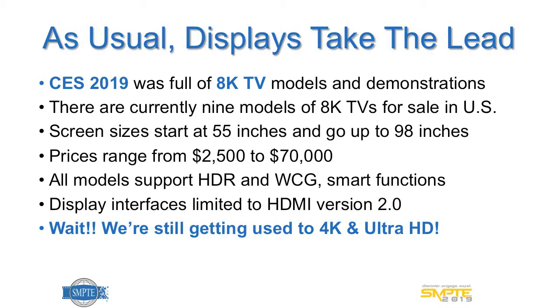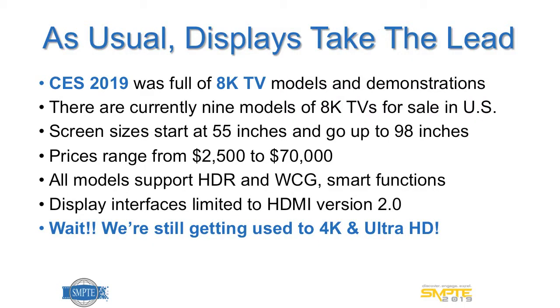All models support high dynamic range and wide color gamut, unlike some of the earlier Ultra HD TVs where these add-ons were not supported. All the 8K TVs do support this. The display interfaces are largely limited to HDMI 2.0. It appears that the OLED that we saw in the other room actually is running HDMI 2.1, the faster digital interface, at about 24 gigabits per second.